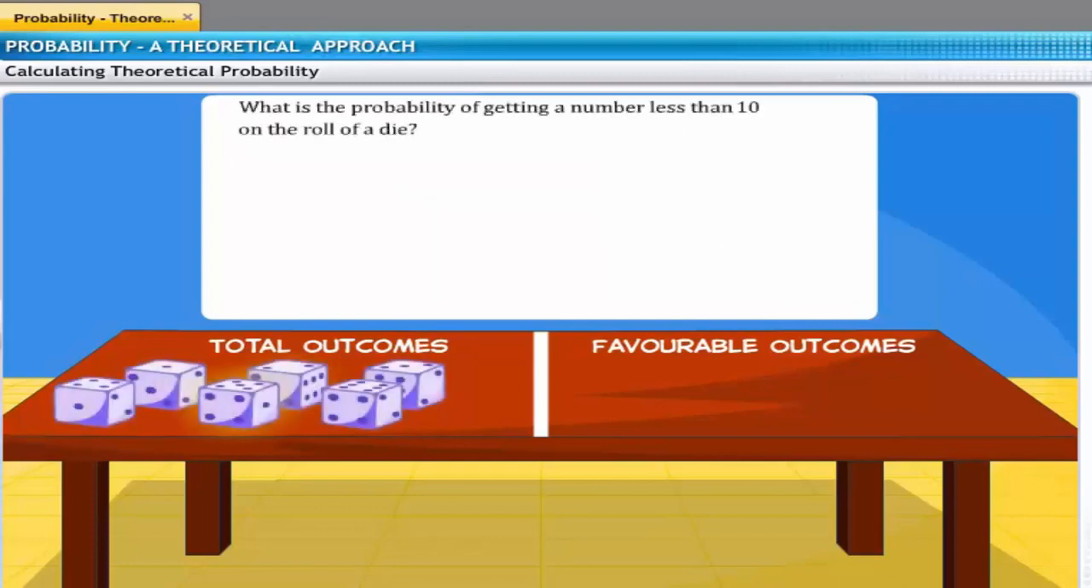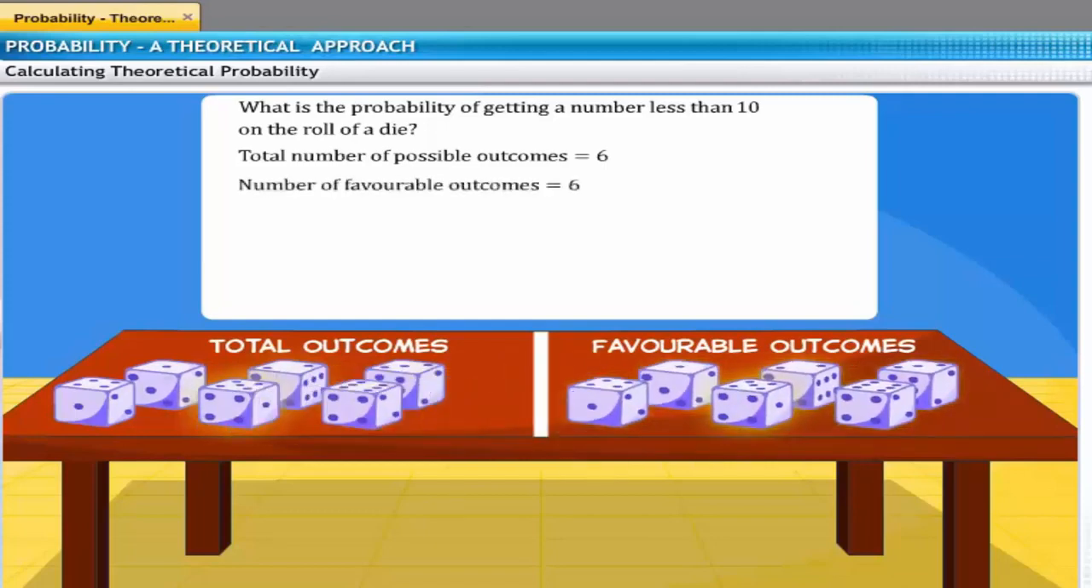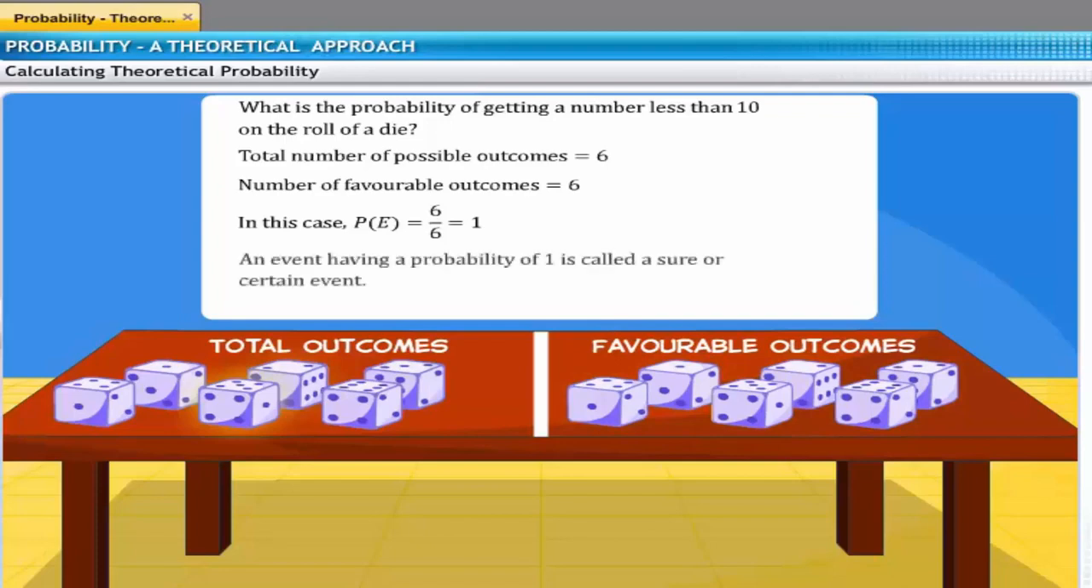Next, let's find the probability of getting a number less than 10 on the roll of a die. As you know by now, the total number of possible outcomes when we roll a die is 6. A die can show any number from 1 to 6 and all of them are less than 10. Thus, there are 6 favorable outcomes to rolling a number less than 10. The probability of getting a number less than 10 on the roll of a die is 1. An event having a probability of 1 is called a sure or certain event.